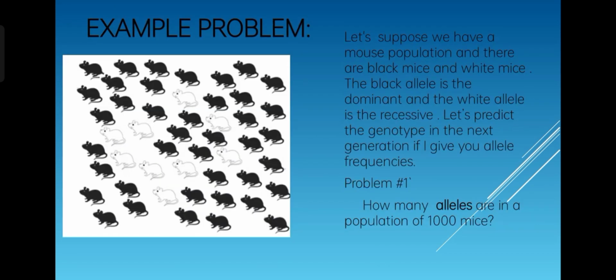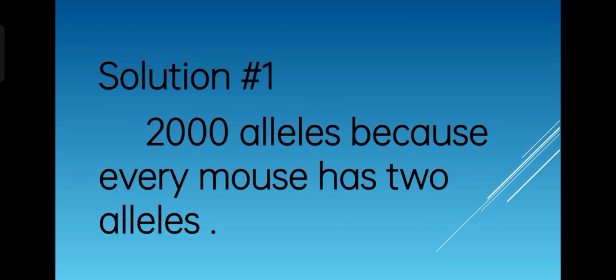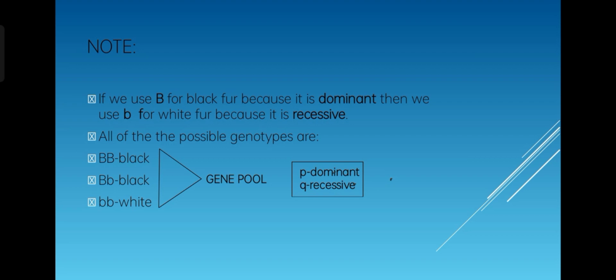Let's suppose we have a mouse population and there are black mice and white mice. The black allele is dominant and the white allele is recessive. Let's predict the genotype in the next generation if I give you allele frequencies. Problem number 1. How many alleles are in a population of 1,000 mice? The answer is 2,000 alleles because every mouse has 2 alleles. Note, if we use a capital letter for black fur because it is dominant, then we use a small letter for white fur because it is recessive.